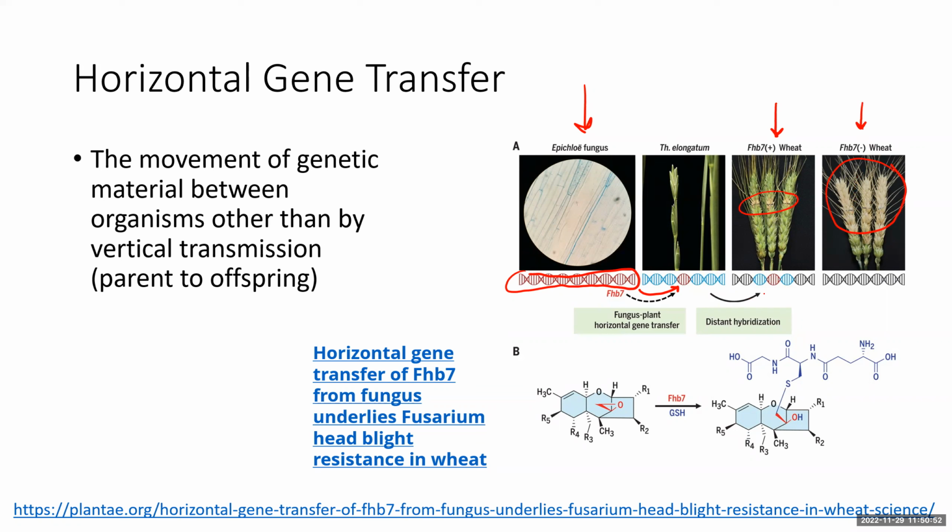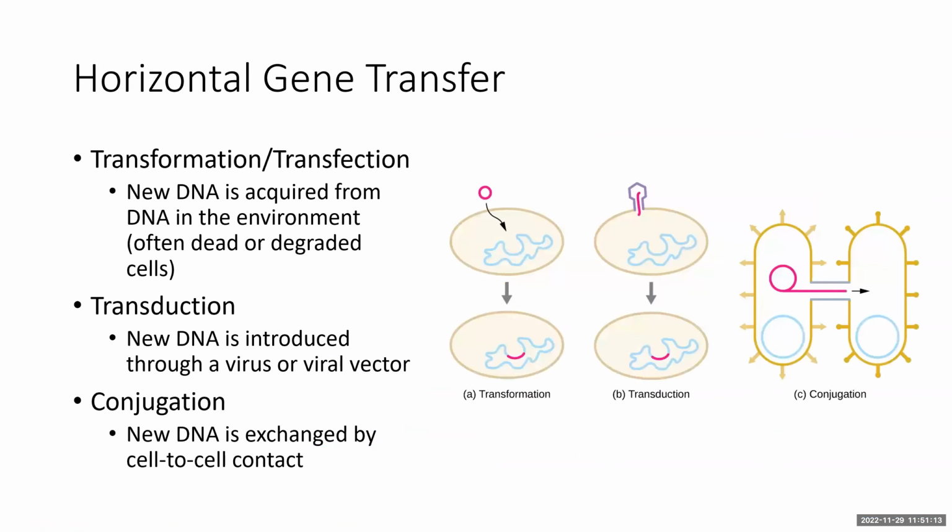When research was done to figure out why, they found that the only change was the insertion of a gene from a specifically different organism. And when they searched for that organism, they determined it was this fungus. So how is that possible? There are three ways that cells can pick up genes from other cells that are not directly related to them: transformation, transduction, and conjugation.